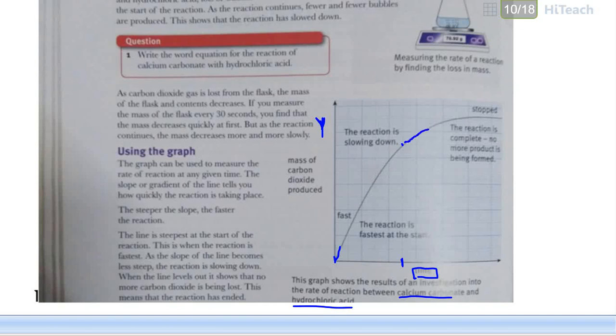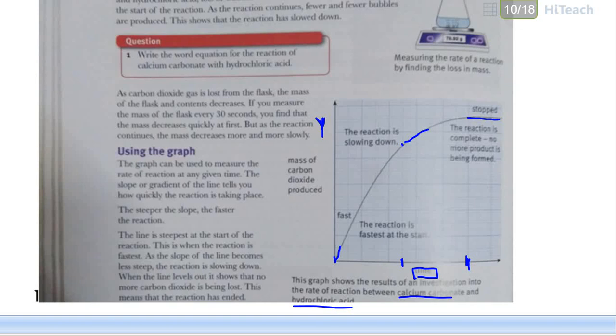So as the slope of the line becomes less steep, the reaction starts to slow down. When the line levels out, it shows that no more carbon dioxide is being lost. That means when the line becomes straight here, at this time the reaction has stopped, no more carbon dioxide is produced.